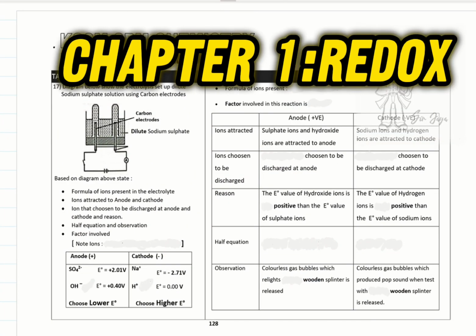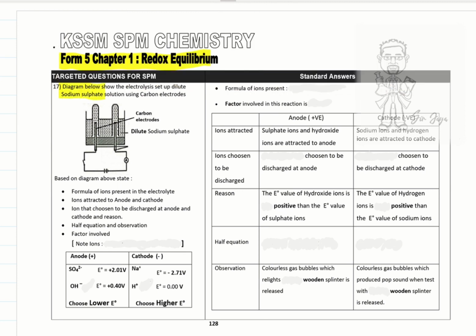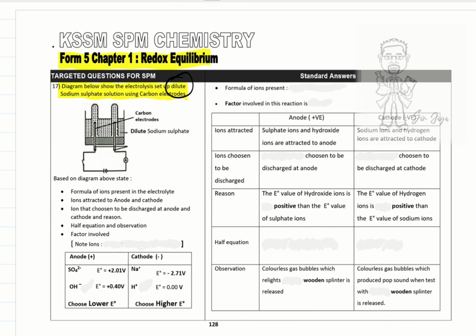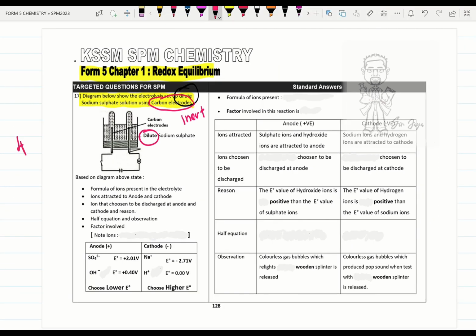Then we try to check this question from chapter 5, redox equilibrium. Try to read the question. The diagram below shows the electrolysis setup using dilute sodium sulfate solution using carbon electrode. Please remember the carbon electrode is known as inert electrode. Dilute sodium sulfate solution has 4 ions.